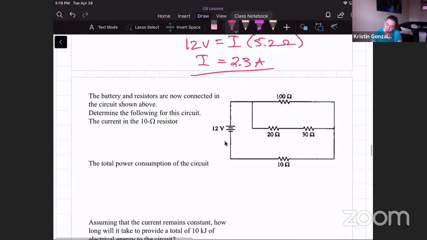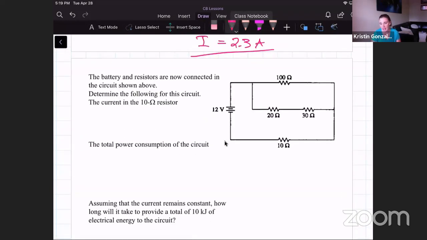Okay, what if we connect them like this, where we have that 12-volt battery, then we have the 100 ohm resistor here, we've got another branch with that 20 and 30 ohm resistor on it, and then the 10 ohm resistor. So first thing I want you to do is, when you look at this circuit, identify what parts of the circuit are in series and which parts are in parallel. So do a quick glance at that. Tell me what's in series, what's in parallel.